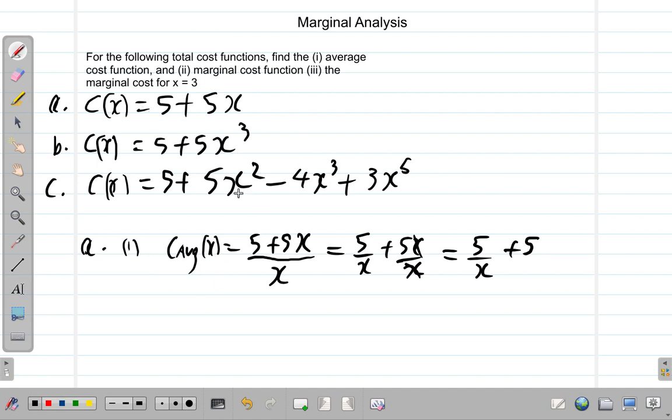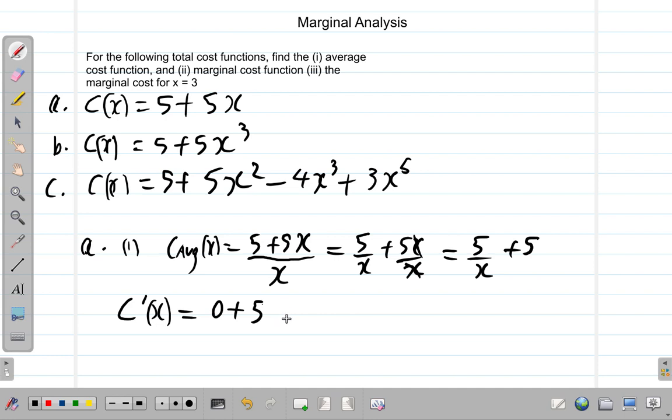Let us find the marginal cost function for A. Well, in this case, you have the derivative, let's call it C prime of x. So this would be the derivative of 5, which is 0, plus the derivative of 5x, which is just 5. That's just 5.